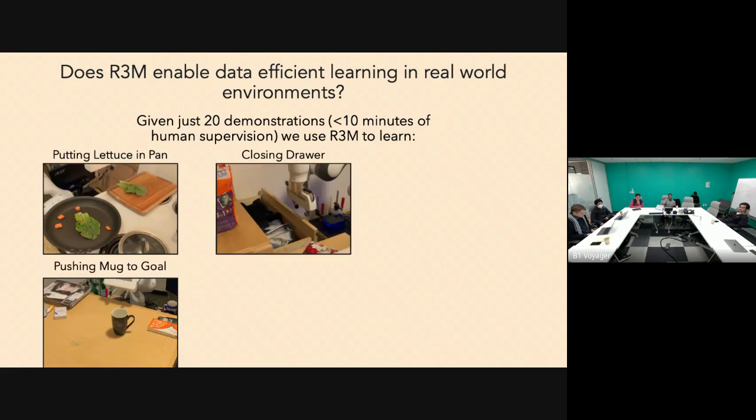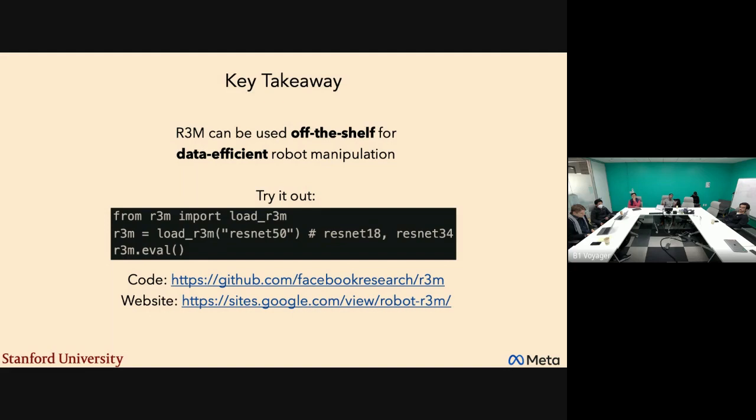The key takeaway here is that we hope R3M can be used off the shelf, like a BERT model, as these pre-trained imaging models are, for data efficient robot manipulation. This was work done in collaboration with folks at Facebook AI Research. We've tried to set it up so it's very easy to use, just a few lines, and you can basically use this encoder in your experiments.